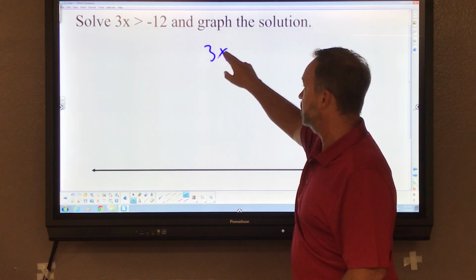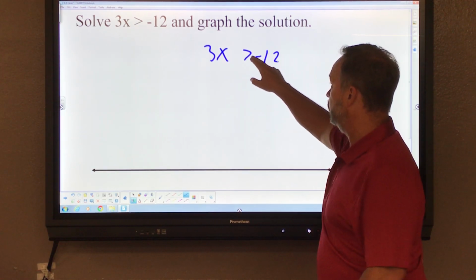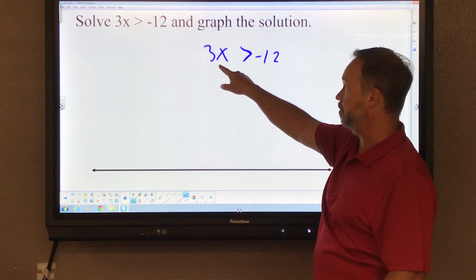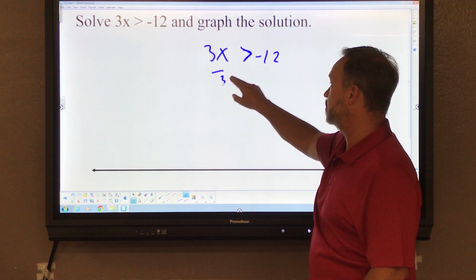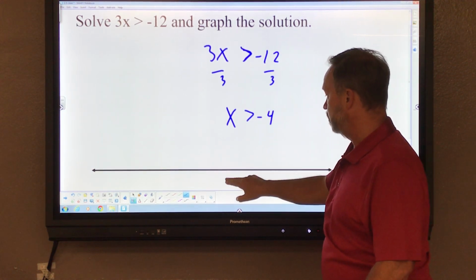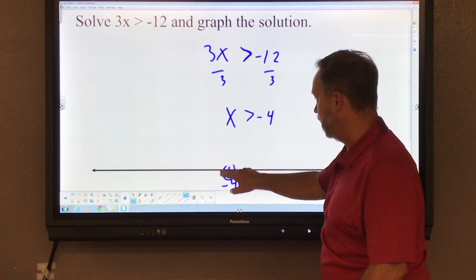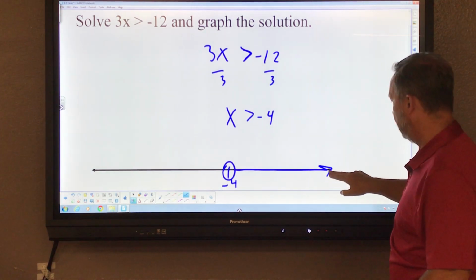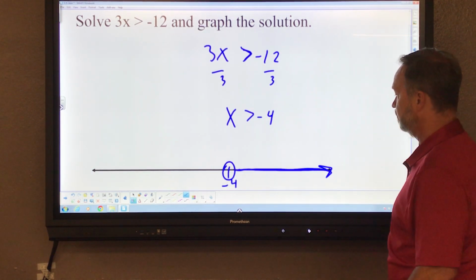Same thing here. We have 3x is greater than -12. So we want to get the x by itself, get rid of the multiplication 3. How? You divide both sides by 3, and so x is greater than -4. So -4 is our important number. It's not equal, and shade in the right direction. X is greater than -4.